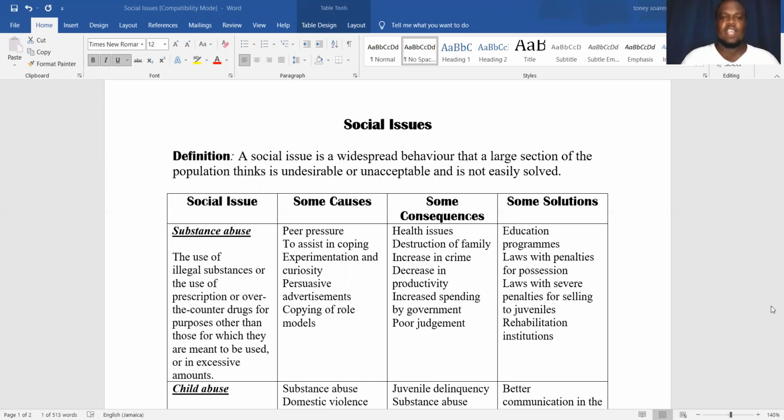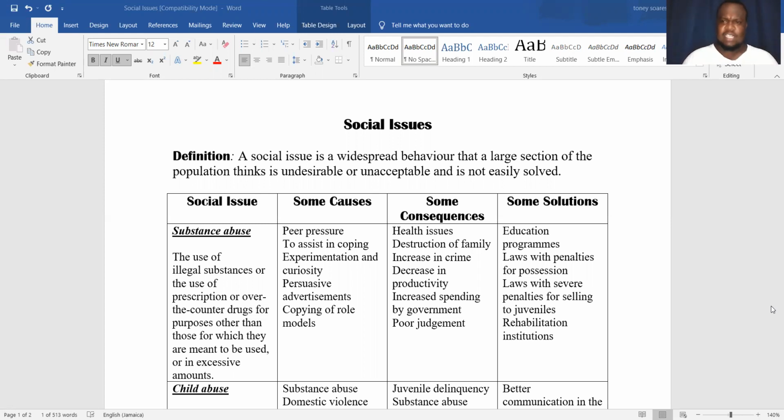All right, so this video is about social issues for social studies. As you can see on the screen, a social issue is a widespread behavior that a large section of the population thinks is undesirable or unacceptable and is not easily solved. There are several social issues that affect Caribbean families, and we are going to look at some of them right now. The first one we are going to look at on screen is substance abuse, right?